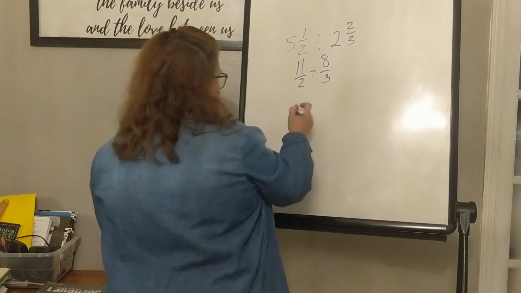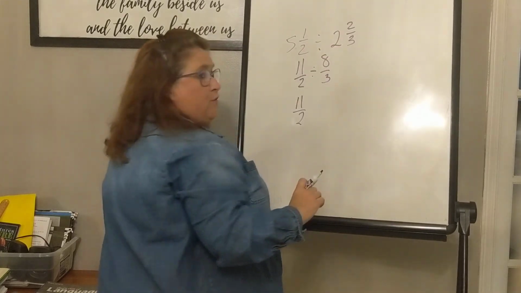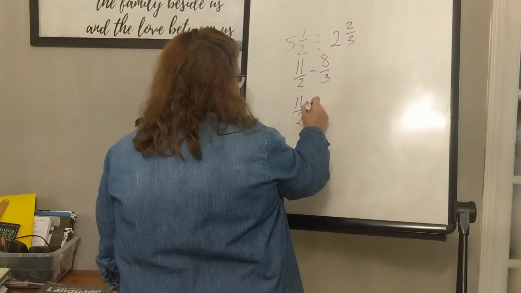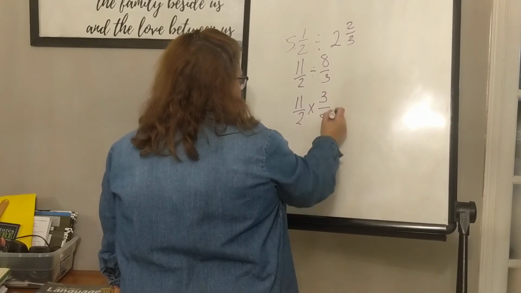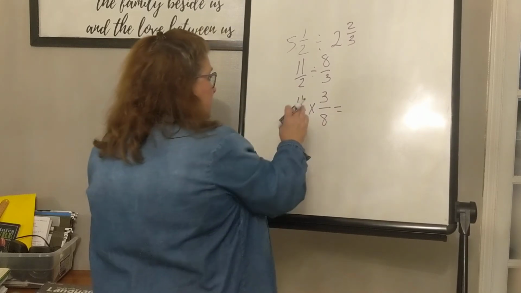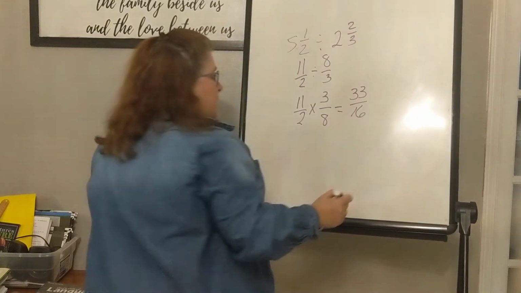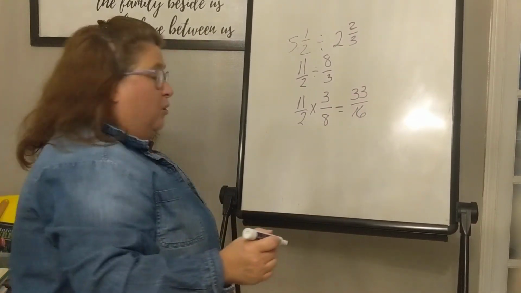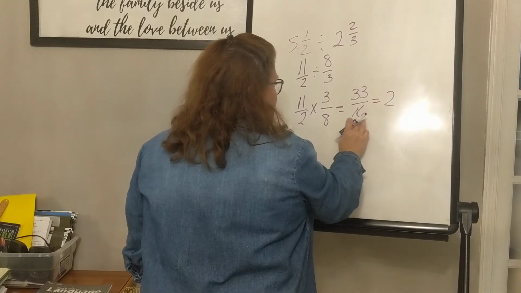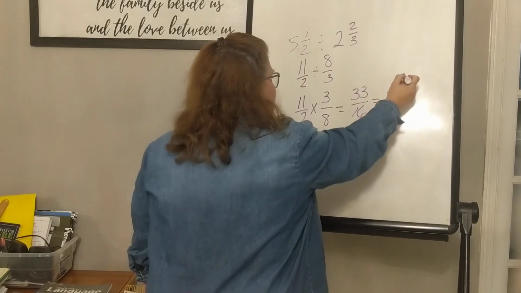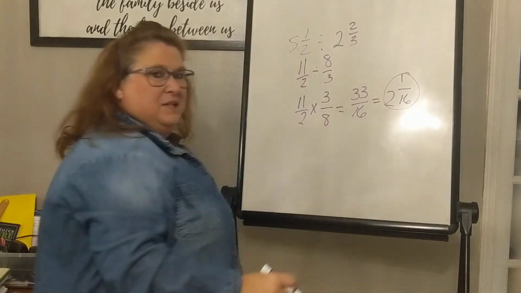Now we are going to change our sign and flip our fraction. Change and flip. 11/2 times 3/8. There's not anything to cancel out here, so 11 times 3 is 33. 2 times 8 is 16. It's an improper fraction. We have to turn it into a whole or mixed number. 16 will go into 33 two times. 2 times 16 is 32. 33 minus 32 is 1. So our answer is 2 and 1/16.